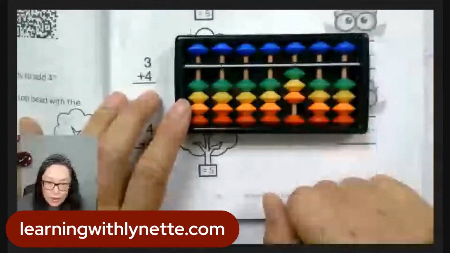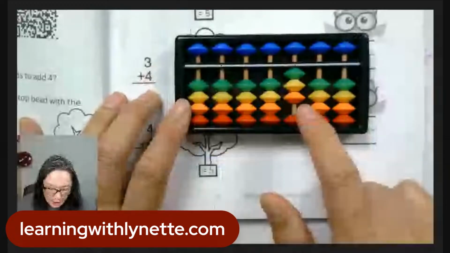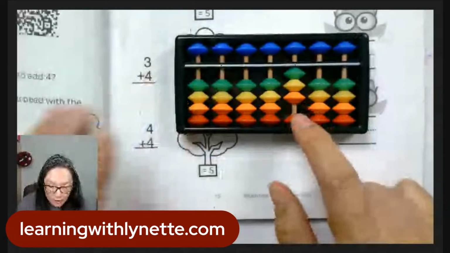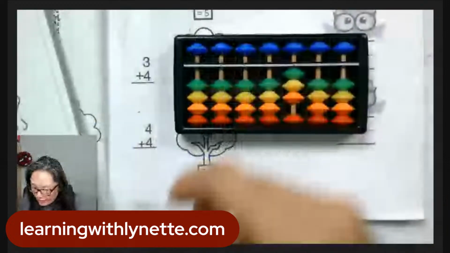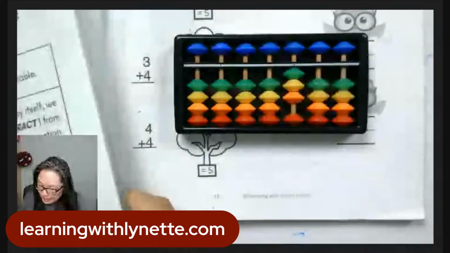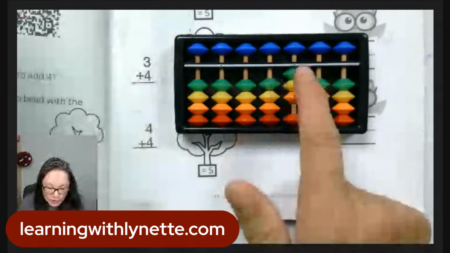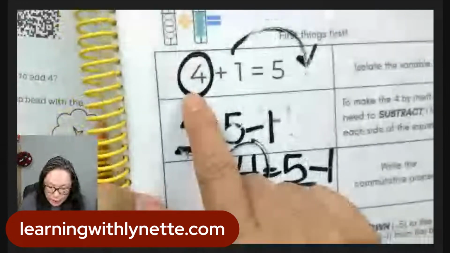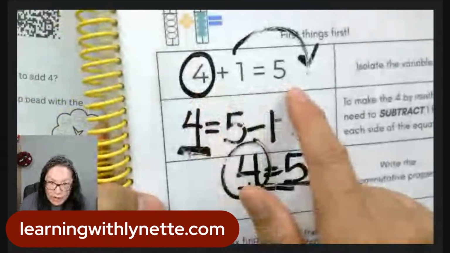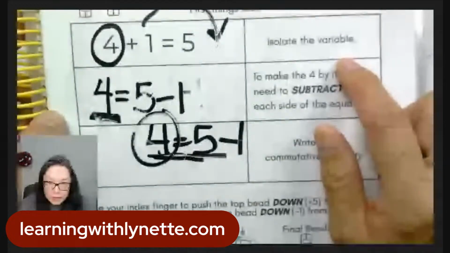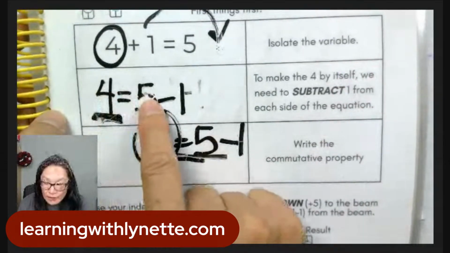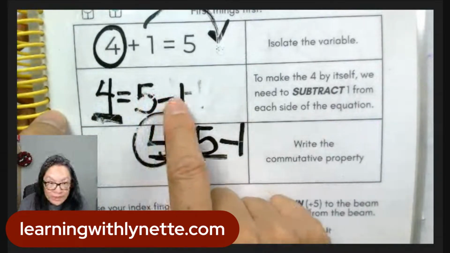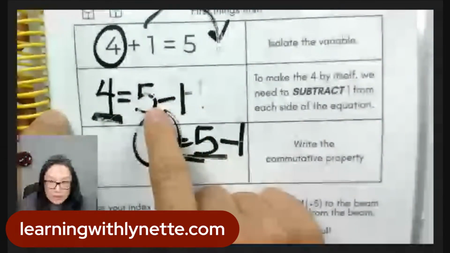This is my question. 3. I want to add the 4. I notice I don't have enough beads to add the 4. I know this concept. Plus the 4 is equal to plus the 5 minus the 1. I'm sorry, plus the 5. I know to make a 5, 1 plus 4 is equal to 5. We're going to isolate the variable. 4 by itself equals 5, but 5 is too big. 5 is too much, so we need to minus the 1. When we minus the 1, then we have this.